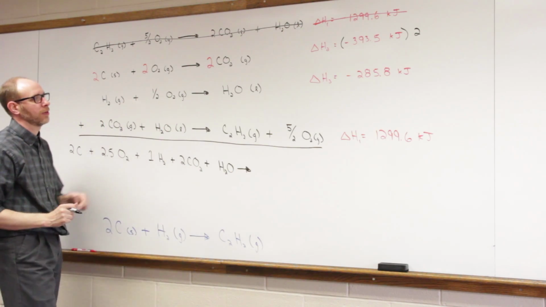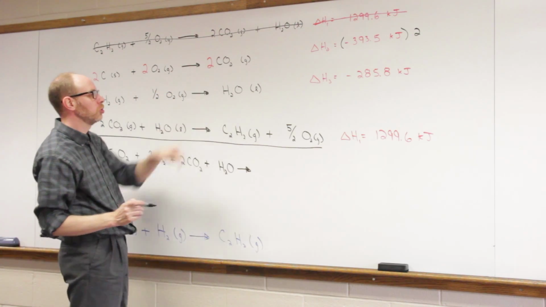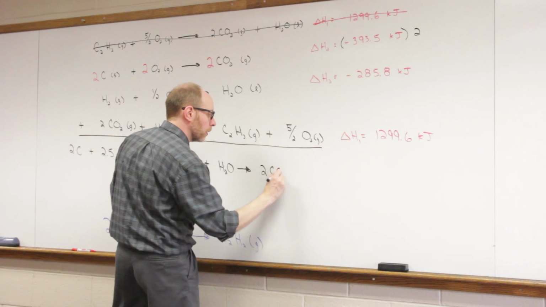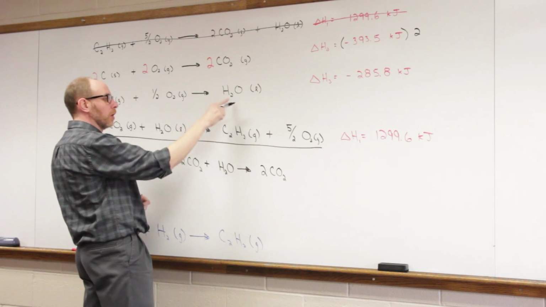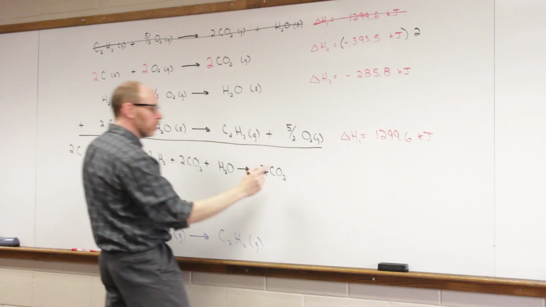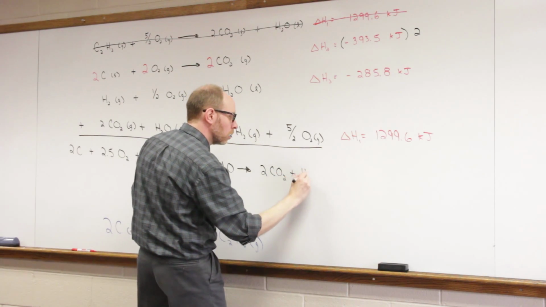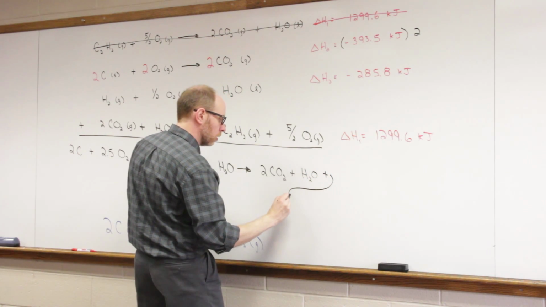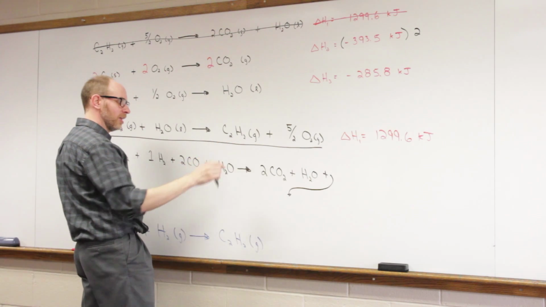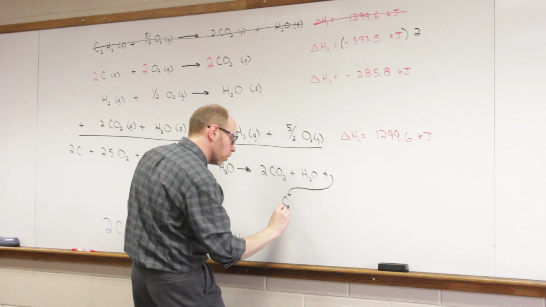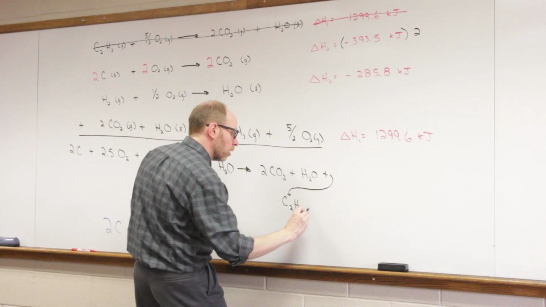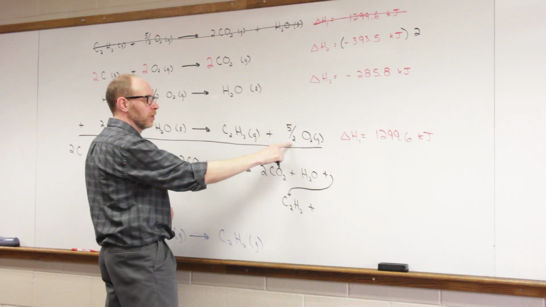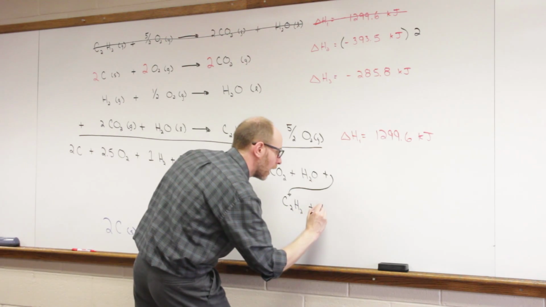Now, how about the products? Well, I'm starting here. I've got my 2 carbon dioxide. I don't have any other to add to it. So 2 carbon dioxide. I've got 1 water. That's the only one. I'm going to jump down here. I've got C2H2 plus 5/2 oxygen. 5 divided by 2 is 2.5.